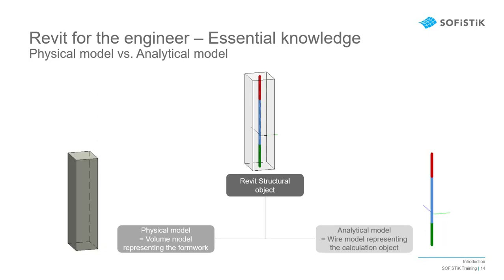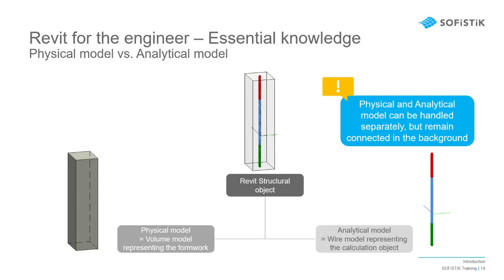However, it is important to know that both objects are connected to each other. If I delete the architectural object, it will automatically delete the analytical one. But they can be managed separately. I can set the geometrical properties of the analytical model without changing the physical object.